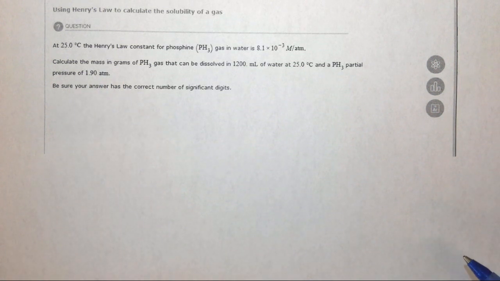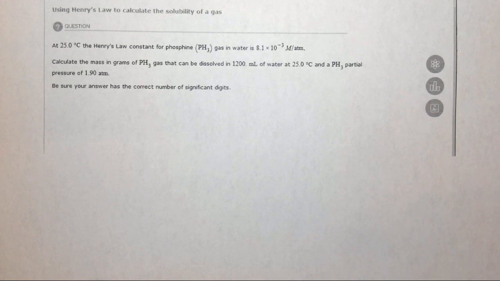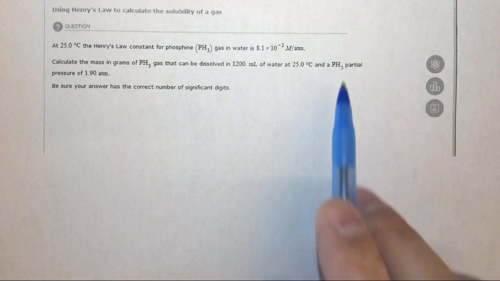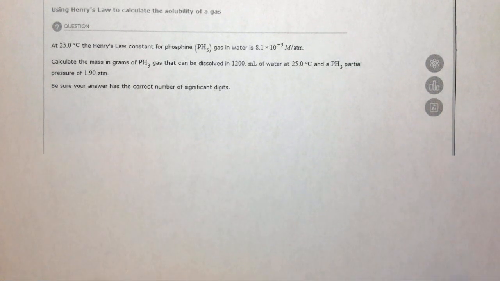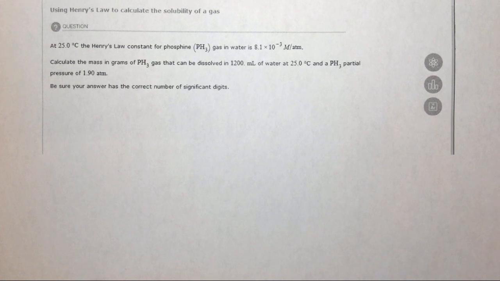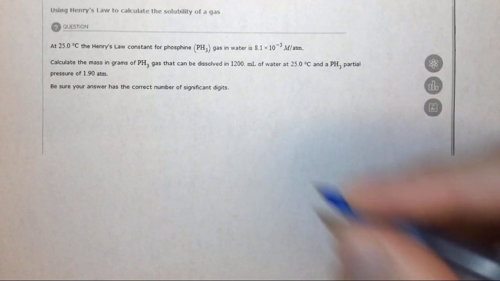Alright, so this is basically a two-step problem. Henry's law relates the concentration, the molarity, of a gas in a solution to the pressure of the gas, in this case the partial pressure of the gas, over that solution. So we can use that to find the concentration, but then to find the actual mass, we have to do a dimensional analysis problem. So let's do it in two steps.